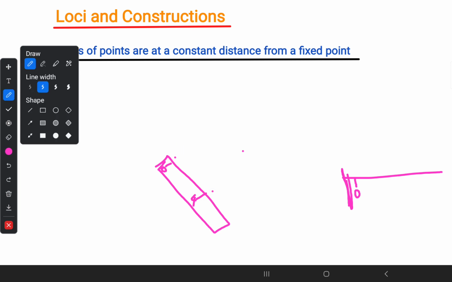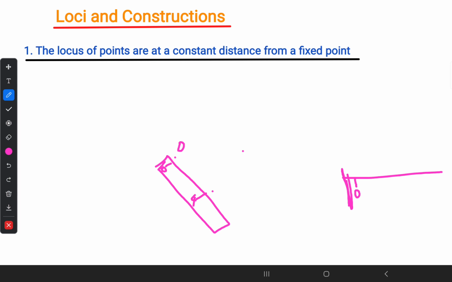Again follow the same method and measure another 4 centimeter mark. Another one, another one. Likewise, mark 8 such points from the fixed point O. You should measure 8 points which are located exactly 4 centimeters away from the fixed point O.